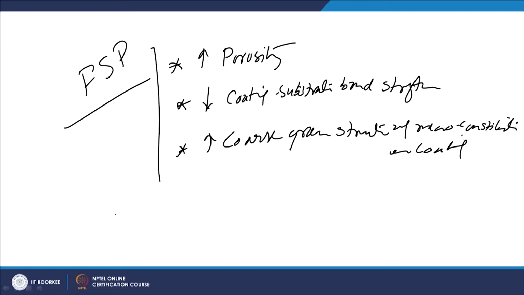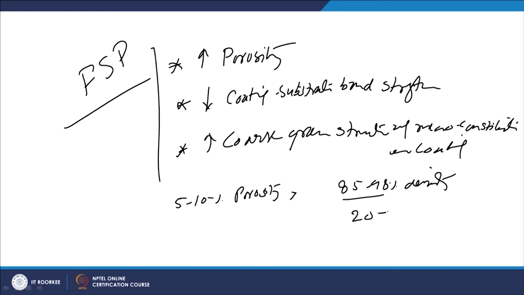As far as the properties of the flame spray coating are concerned, there can be 5 to 10% porosity, and the density is about 85 to 98% because of the porosity inclusions. This is one aspect, and the bonding is also very limited, with 20 to 40 MPa bond strength achieved in this case. Apart from these issues, there are some commercial aspects associated with this process.